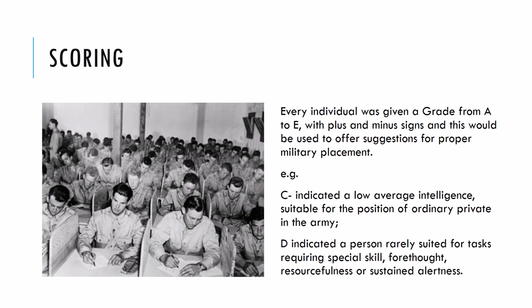Okay, so when it comes to scoring these, every individual was then given a grade. So this grade went from A to E, but it had pluses and minuses, so you might get an A plus, an A minus, B plus, B minus. And then these grades were used to offer suggestions about where they should be placed in terms of their military role. So for example, if you got a C minus, that indicated that you had a low average intelligence, and therefore you might be suitable for the position of an ordinary private, an ordinary soldier.